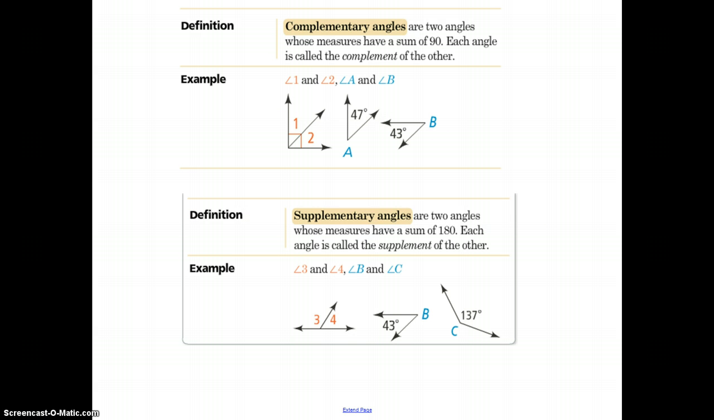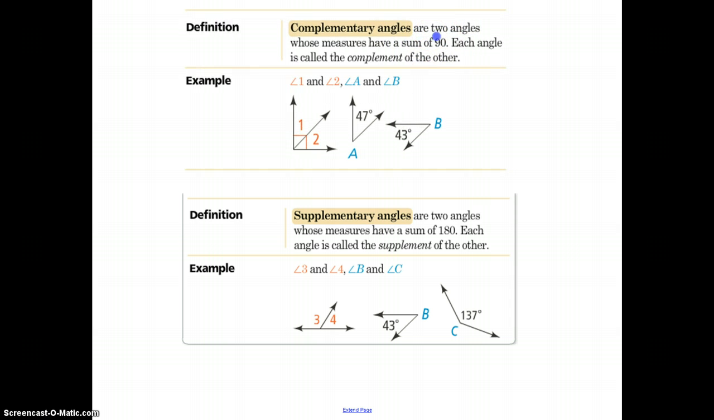First thing I want to talk about is complementary angles, and you've probably heard of these before. They are two angles, and they have a sum of 90 degrees. And again, key thing is two angles that have a sum of 90. Complementary is again two angles that have a sum of 180.